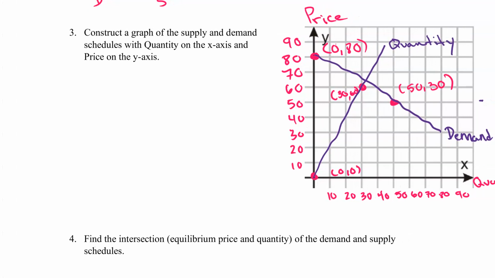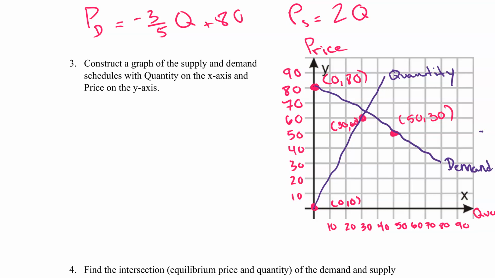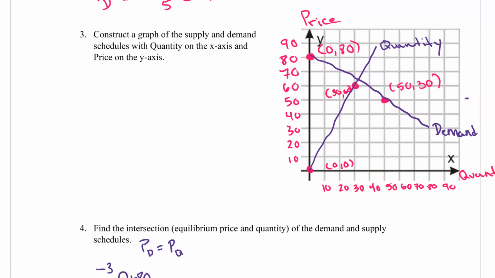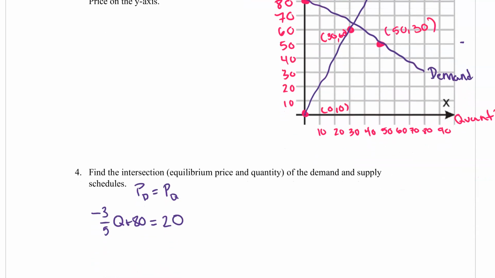The math isn't too bad. We know that the intersection occurs where our two prices intersect, so where PD equals PQ. So we can substitute in our equation for PD, negative 3/5 Q plus 80, equal to 2Q, our equation for the quantity.